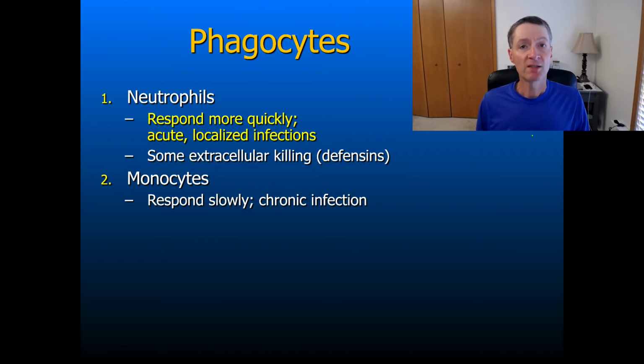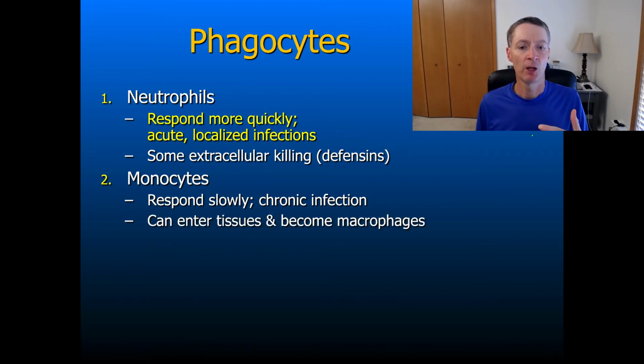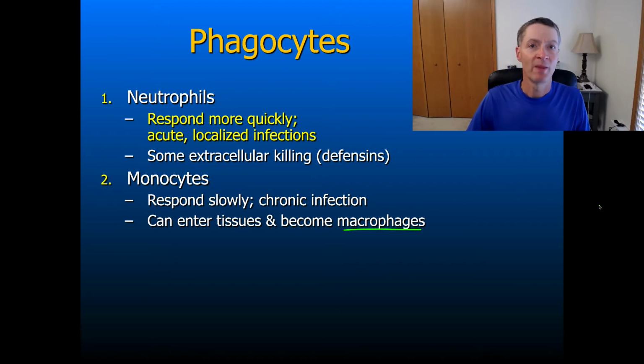Also, monocytes, these respond more slowly. And if you look at a tissue sample that's been collected and you see a lot of monocytes that have developed into macrophages, well, they've probably been there for a while. That damage has occurred and it's been there for a while, right? Because these are slower responders.